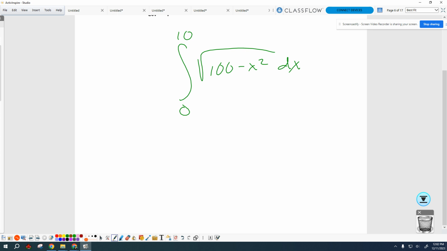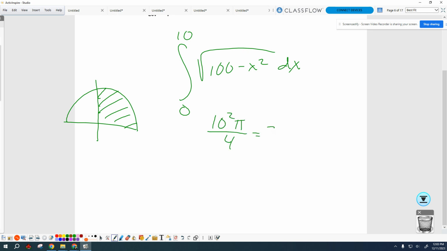What does this shape look like? A semicircle? Which part? Top, bottom, left, right? It's the top part. And I'm asking you to integrate from 0 to 10. So I only want 1/4 of it. What's the radius of that circle going to be? 10. So this is gonna be 10 squared pi divided by 4.